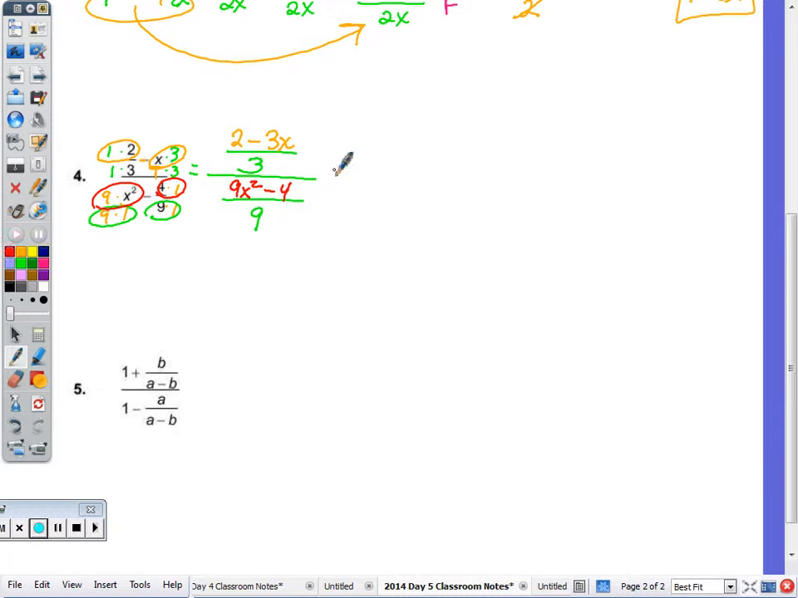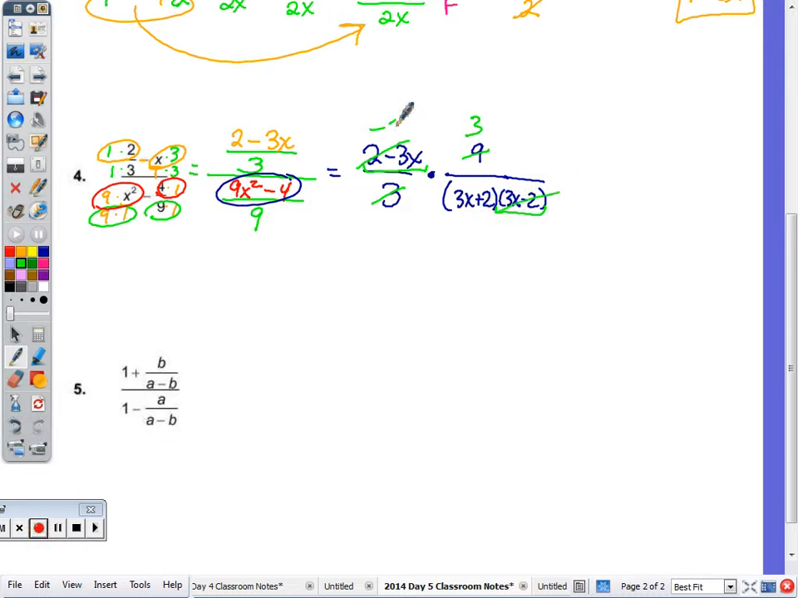Keep, change, flip as we factor. Can't factor 2 minus 3x. Change 9's up top. And this is actually dots. So that's 3x plus 2 times 3x minus 2. Now I can cancel. 3, 9 is 3. This here is the negative 1 rule, so cancel it out. Make sure you put your negative 1. So now when I multiply across, negative 1 times 3 is negative 3. And then I'm left with 3x plus 2.